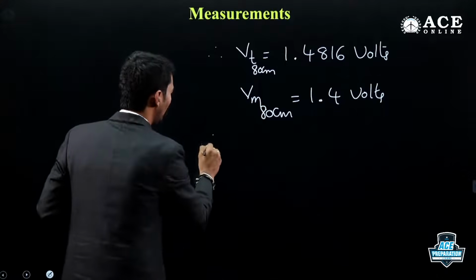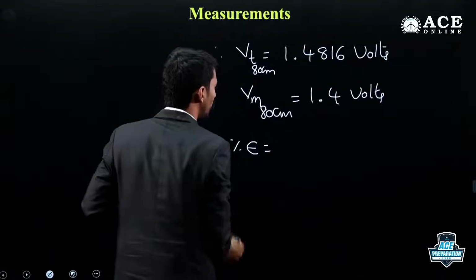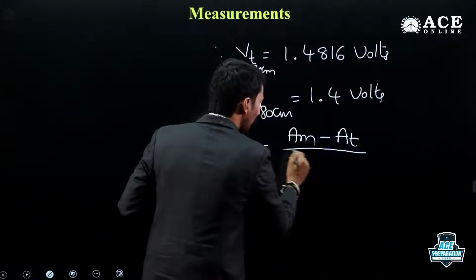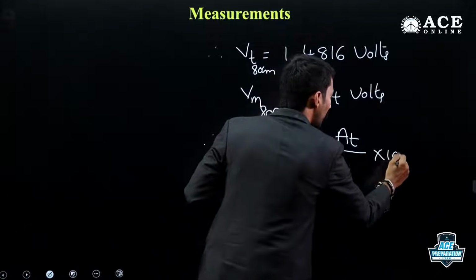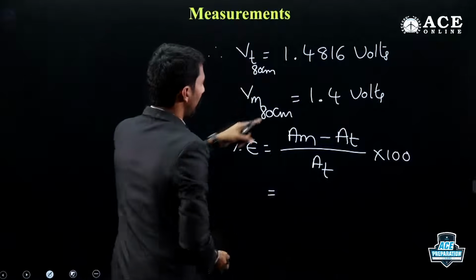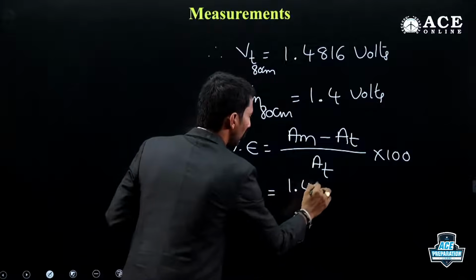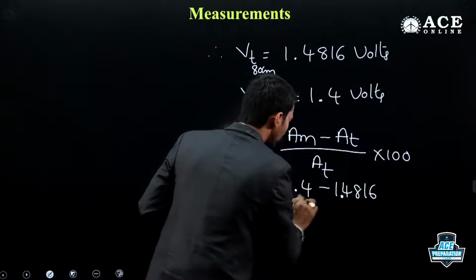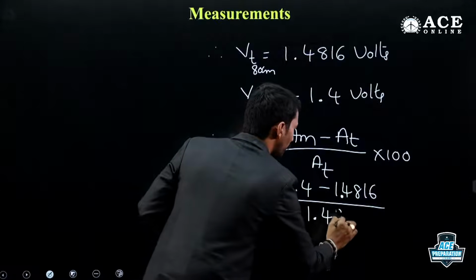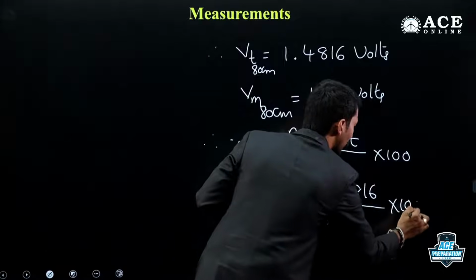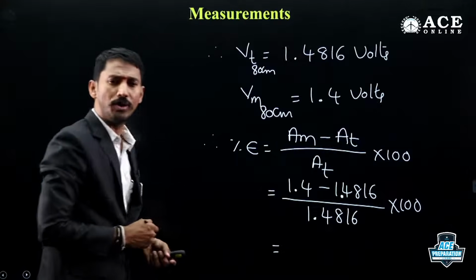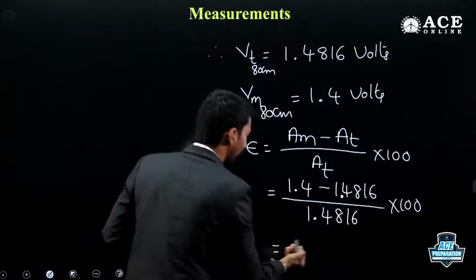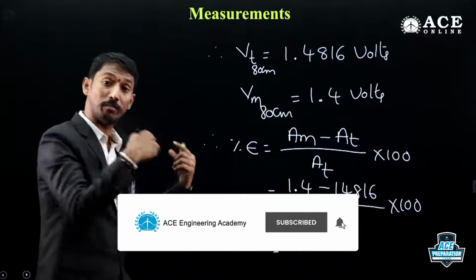Now, therefore, sir, percentage error is equal to, what is that? VM, measured minus true value at 80, by true value at 80, into 100. Now substitute here. Sir, VM 1.4 minus 1.4816, by 1.4816, into 100. The first observation is, are you going to get a negative value or positive value? Tell me. Of course, negative value. Yes, negative.